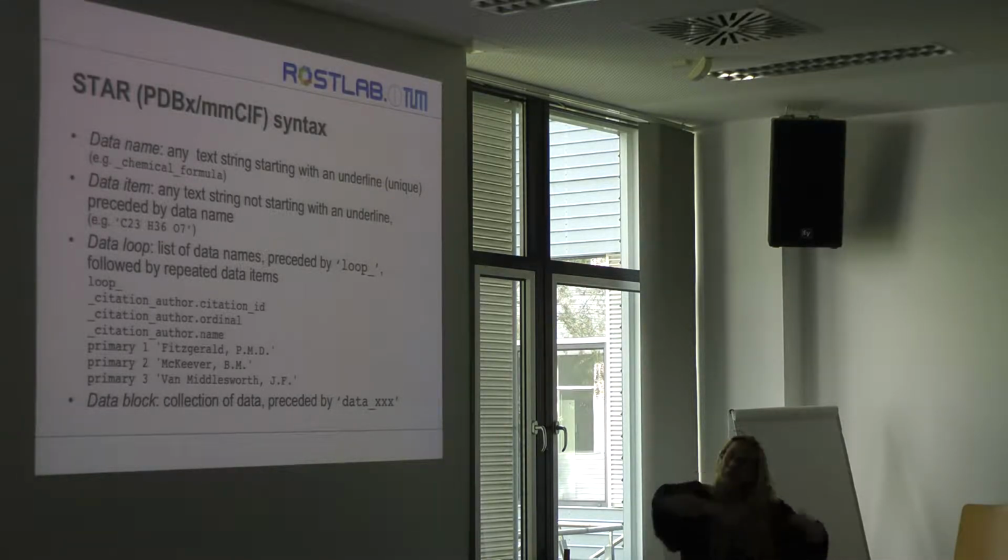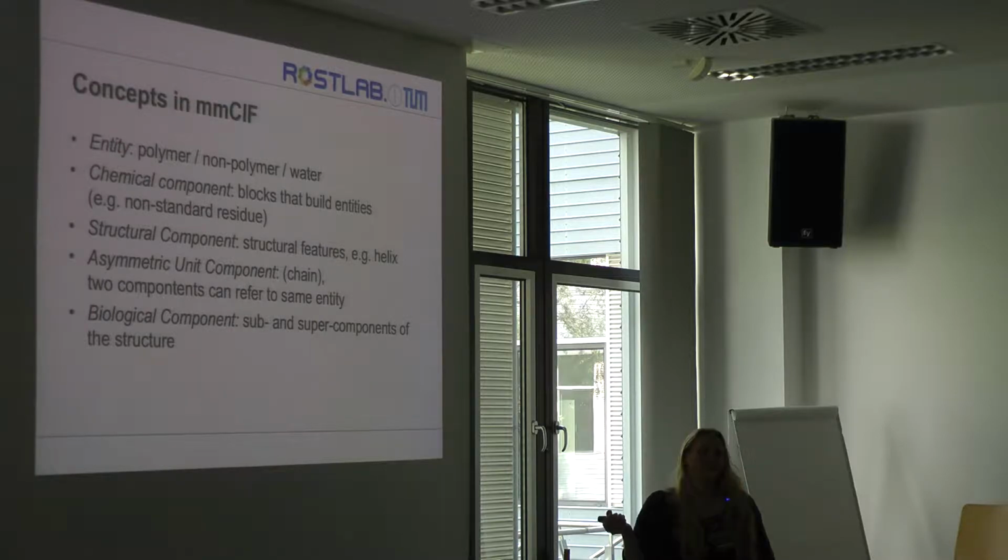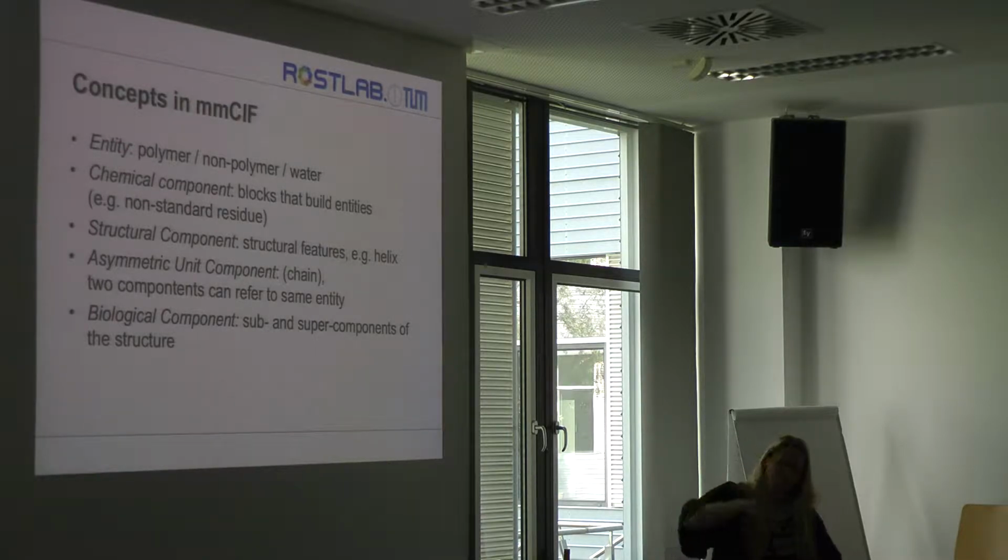And in order to group this whole thing, you can also precede the collection of data with the data block item, so then it's easier to find something. The thing you want to find from a biology point of view in your mmCIF file would be an entity that could be a polymer, a non-polymer, or water.